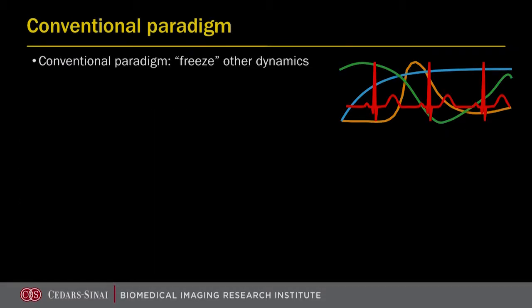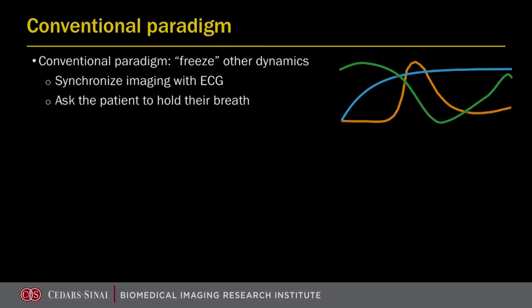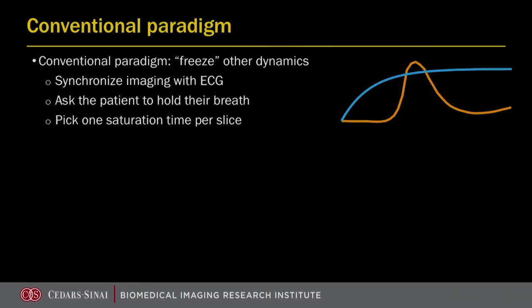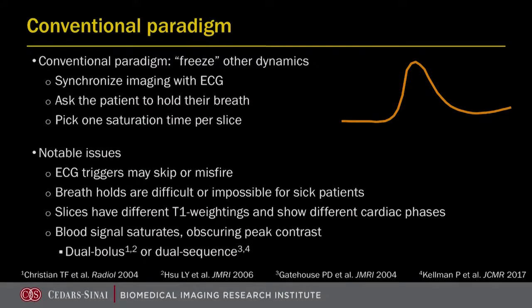The standard way of doing this imaging is to freeze the dynamics that we don't care about. So we can synchronize our imaging with ECG to get rid of the appearance of cardiac motion. We can ask the patient to hold their breath, get rid of respiratory motion, pick one saturation time per slice, typically. That gets rid of the appearance of T1 recovery, and we're left with the dynamic contrast enhancement that we want to quantify.